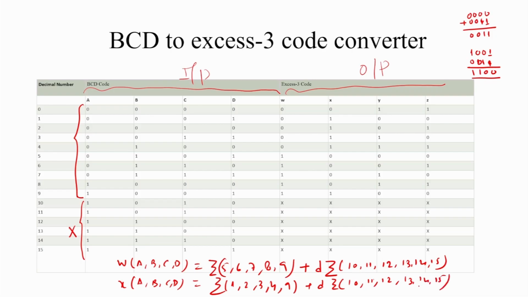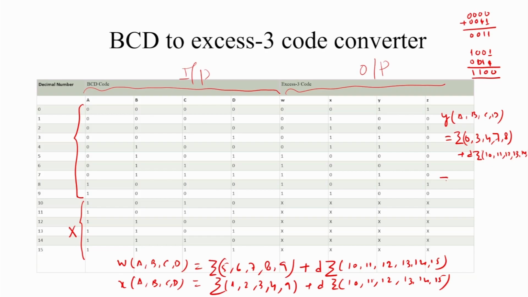Similarly, we write the output Y in terms of A, B, C, D. Y is 1 for the minterms 0, 3, 4, then 5, 6, 7, 8, plus the don't care combinations starting from 10, 11, 12, 13, 14 and 15.